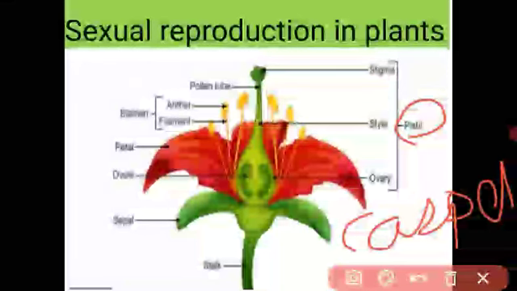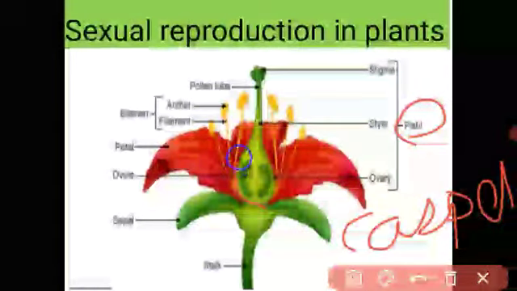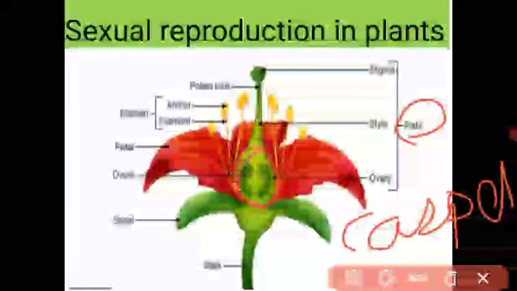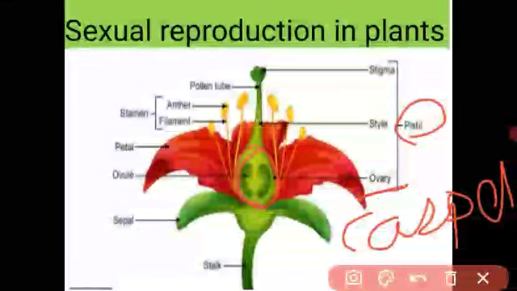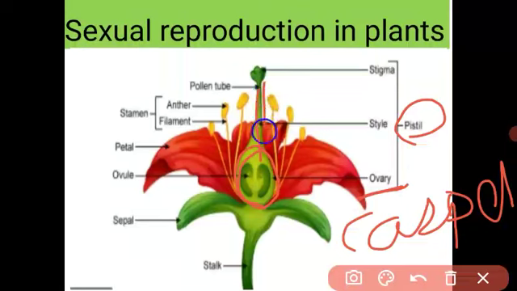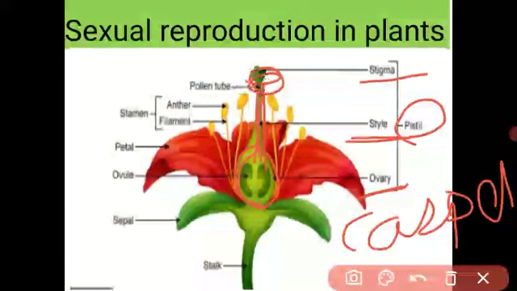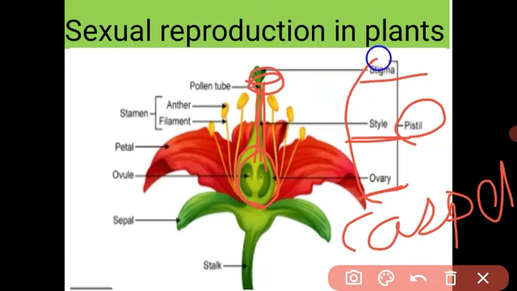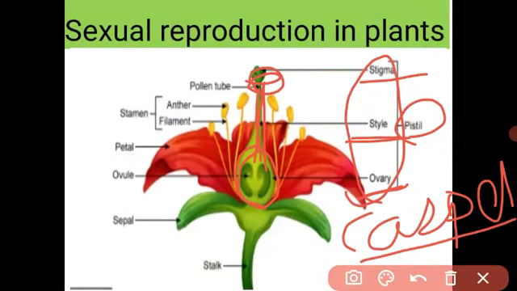There are three main parts of the pistil. See, this is the base, the broad, sac-like structure called the ovary. The ovary contains the ovules. Then this thread-like structure is called the style, and this is the stigma. Stigma is the landing portion. It is sticky. Whenever pollen grains fall on the stigma, they stick to it. These three parts collectively are called the carpel. It is also called the pistil, and also the gynoecium.